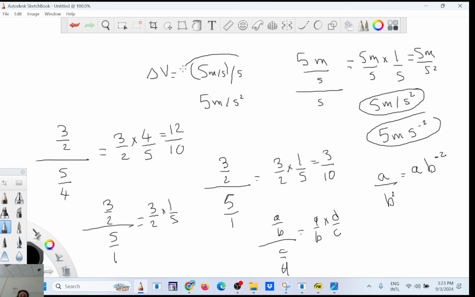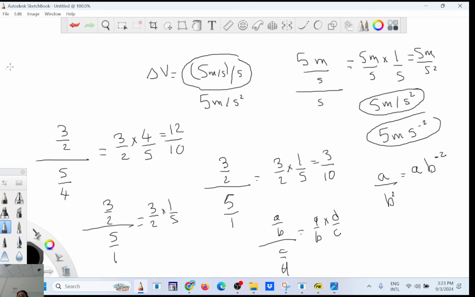Which one would you prefer us to use? It's up to you because it's multiple choice. Okay. But it's a good question, because sometimes in the question you're going to see this. That means 5 meters per second per second. Okay?